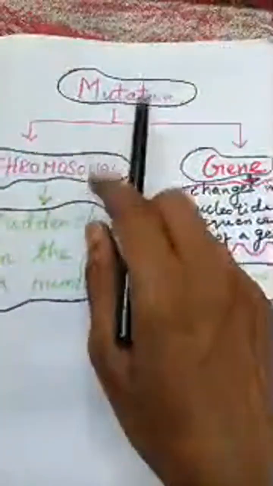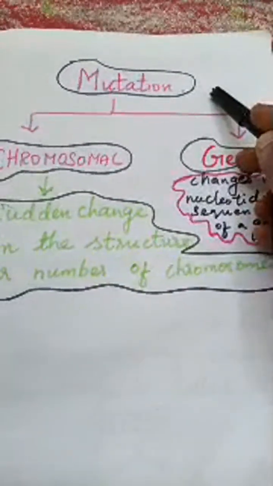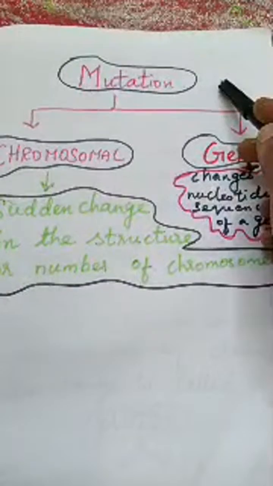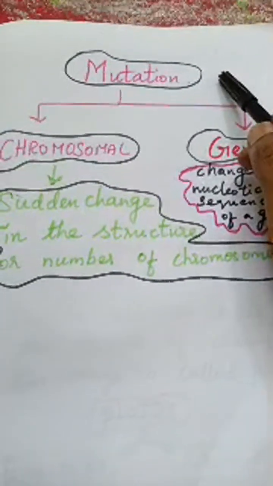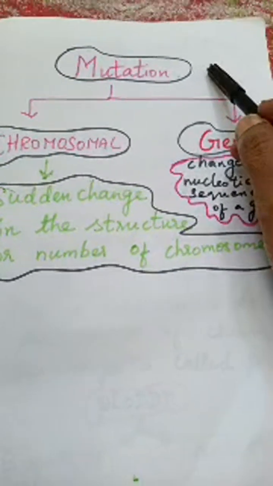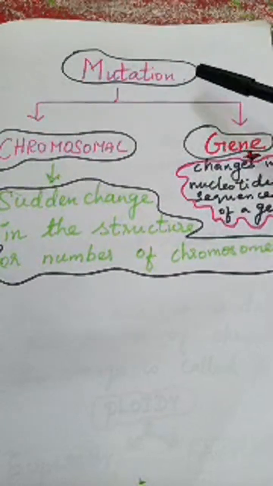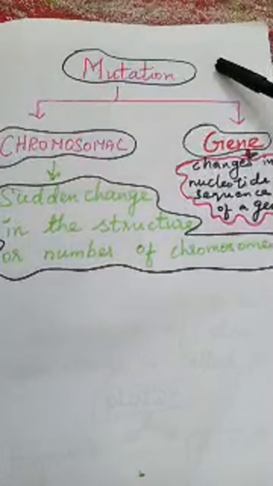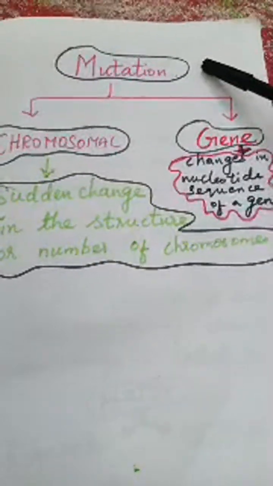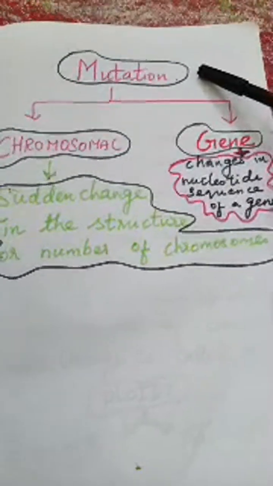So, mutation is nothing but a change. Okay, it can be a sudden change. It is an inheritable change in the chromosomes. So the genes automatically will undergo changes like a deletion process, like substitution process, where all these changes will take place in the nucleotides.